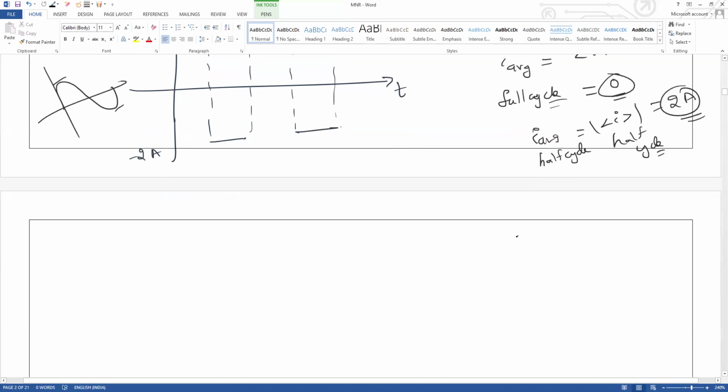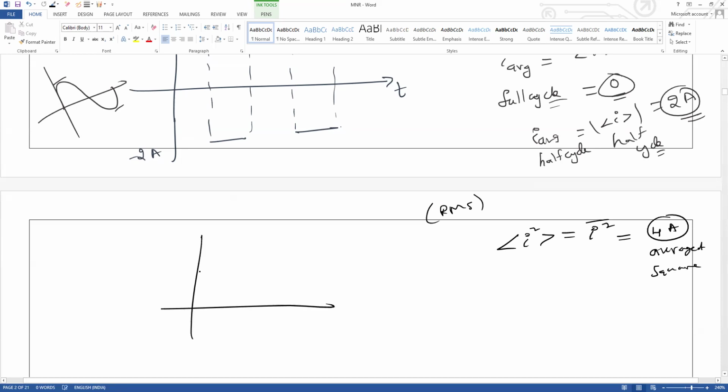Now if I take the average of the square, because we are going to learn RMS, root mean square. The square of I equals I square. So how much is the average of the square? Mod is there; plus or minus doesn't matter. So 2 square equals how much? 4. Positive or negative doesn't matter for the square. Square of 2 is 4, or minus 2 whole square is 4 only. Is it right, guys?